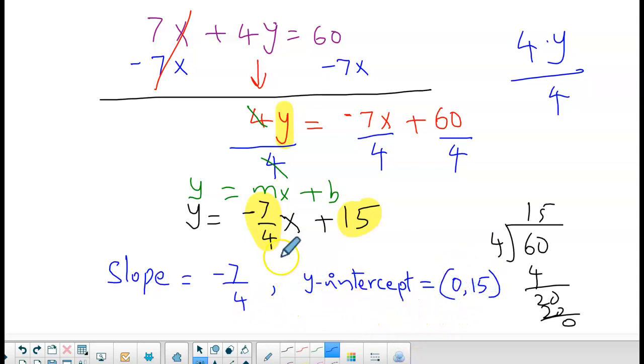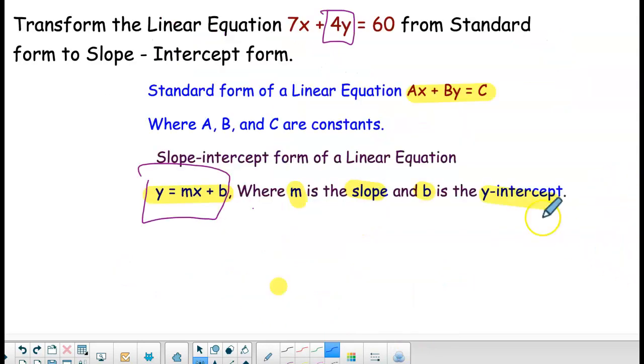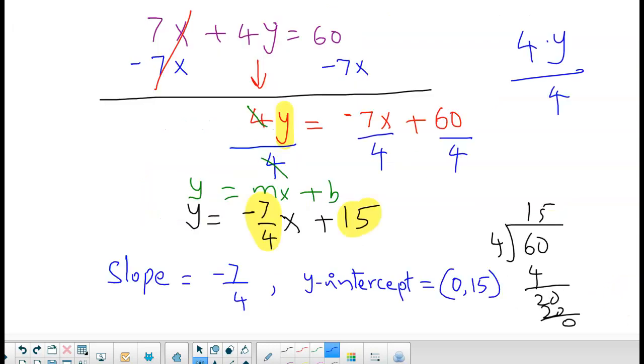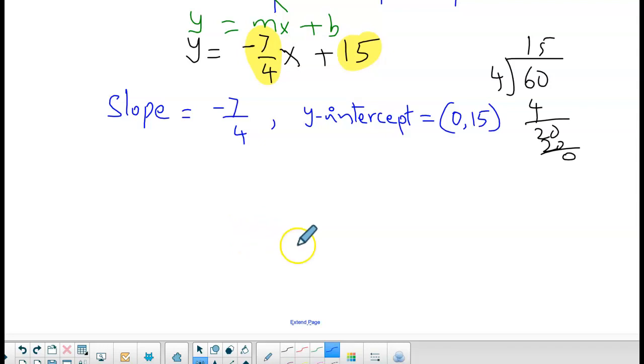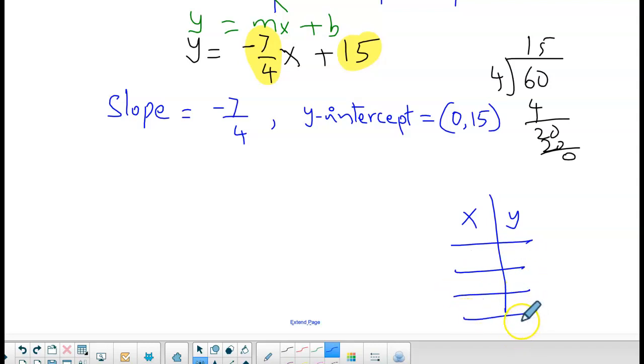Right. Now what is the purpose of rewriting this linear equation 7x plus 4y is equal to 60 in the form of y is equal to mx plus b? You can ask that question. One thing is, in order to create a table of values for x and y and to draw its graph, I can do that. Or for different values of x, what is the value of y? So what are the solutions? You can do that also. Now let me show you.